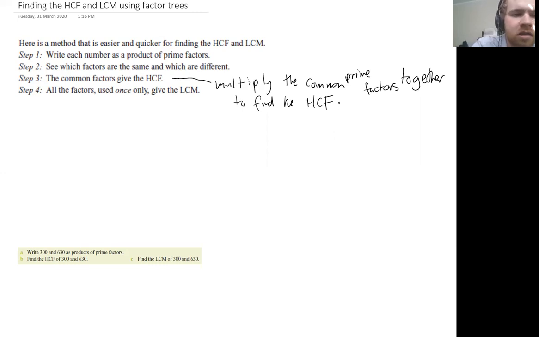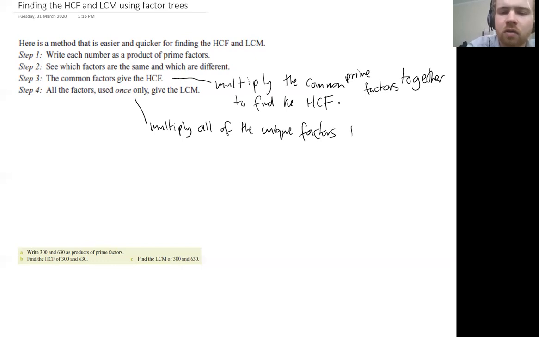Okay, now to find the LCM, we use all of the factors once only to give the LCM. So multiply all of the unique factors to find the LCM. Okay, now that might not make a lot of sense just yet. Hopefully doing this example will help you understand what that means.